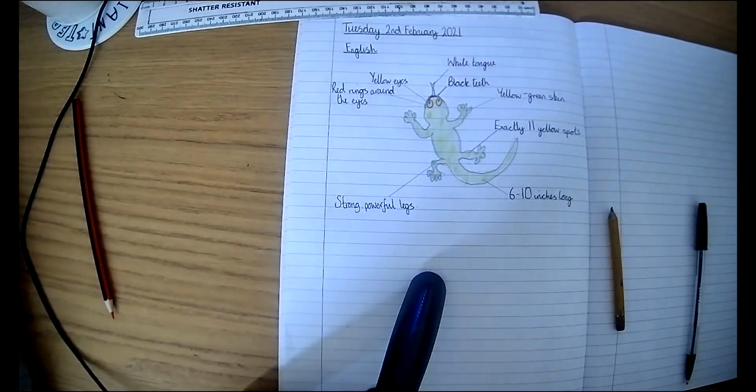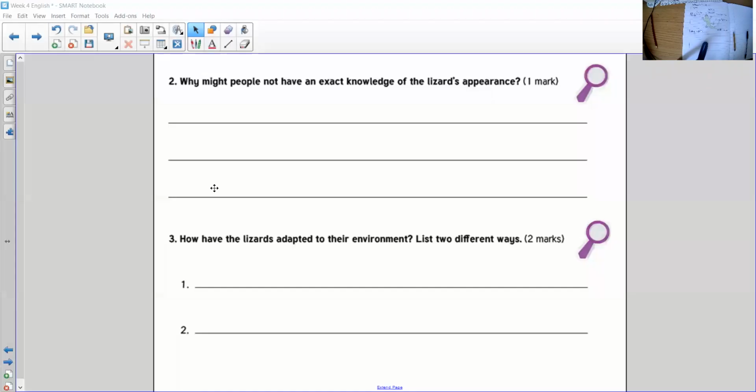Let's have a look then at your next task. If I share the screen, you've got a couple of questions here that I want you to answer. So underneath, if I move the book away, you're going to have question 1 there, so I might put 1 in the margin up there. You haven't seen that, but I've got question 1 in the margin. Question 2 then here is, why might people not have an exact knowledge of the lizard's appearance? And it's 1 mark.